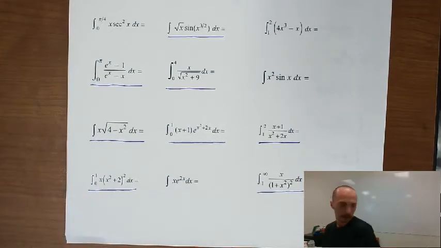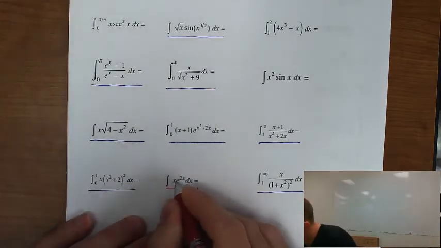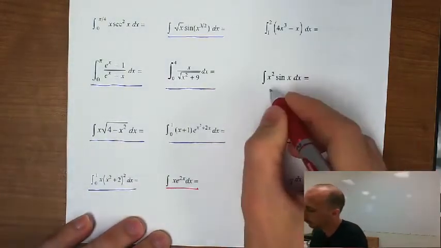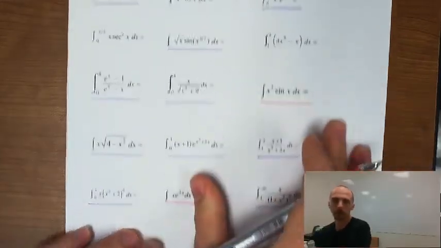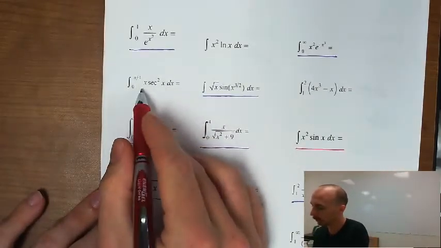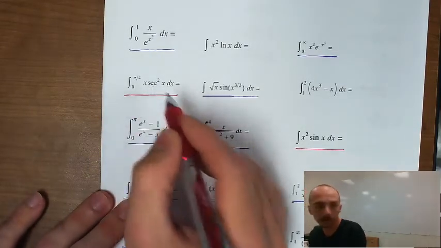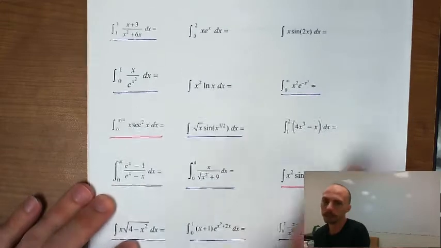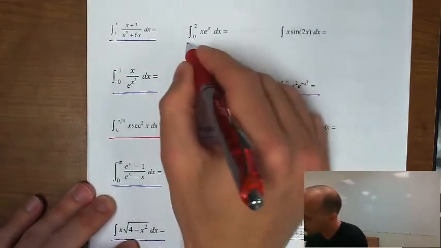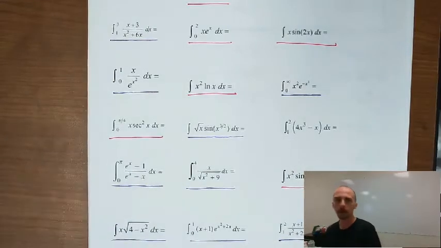Okay. The rest of them, except for that one, will be UDV because I've got a relatively simple product in my integrand. And nothing is the derivative of something else, x squared sine x, right? And most importantly, I'll be able to take the antiderivative of at least one of them very easily. Okay, this one I can take the antiderivative of secant squared x pretty easily. X squared log x, x e to the x, sine of 2x, x cosine of 2x.